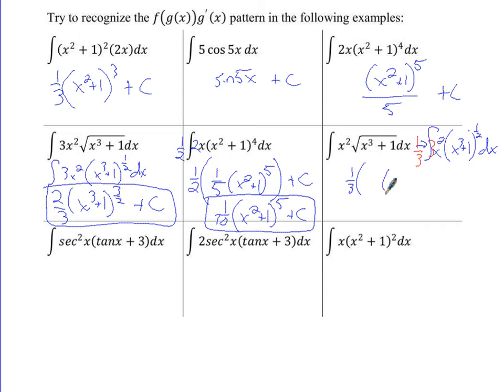Okay, so I'm going to do this first. X to the third plus 1 to the 3/2. Now to get rid of that 3/2 when it comes down, I need to have a 2/3 sitting out front. Is that it? Plus c. Now simplify it. 2/9 times x to the third plus 1, 3/2 plus c.